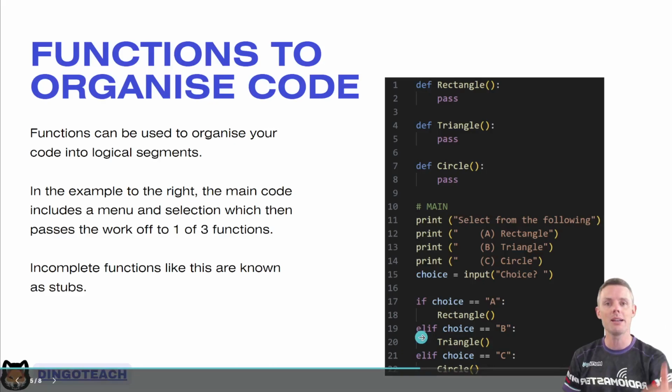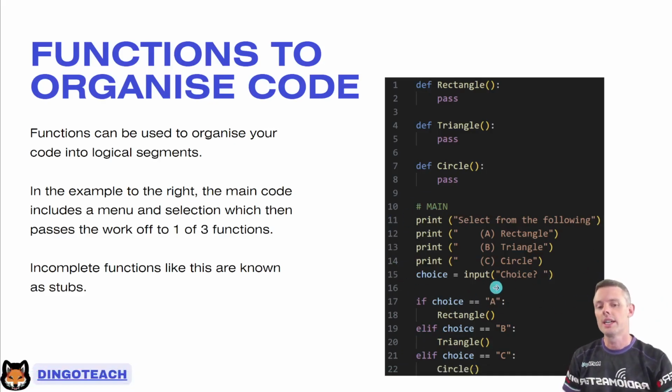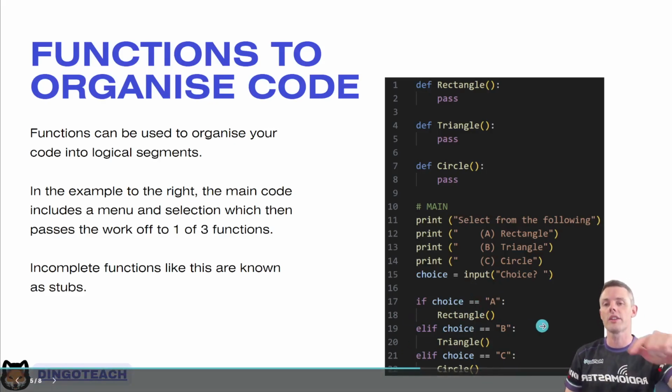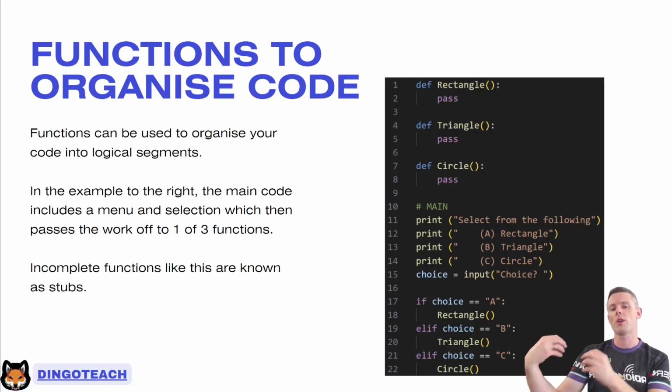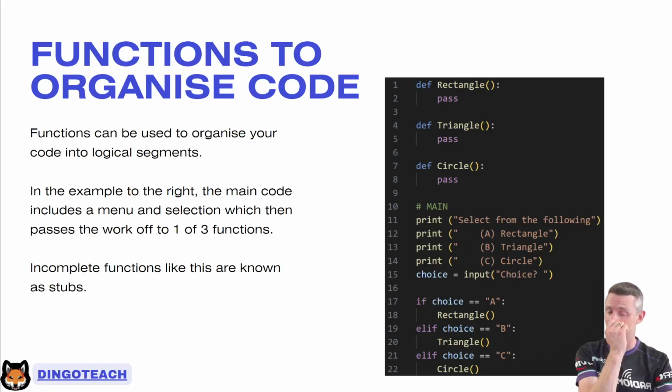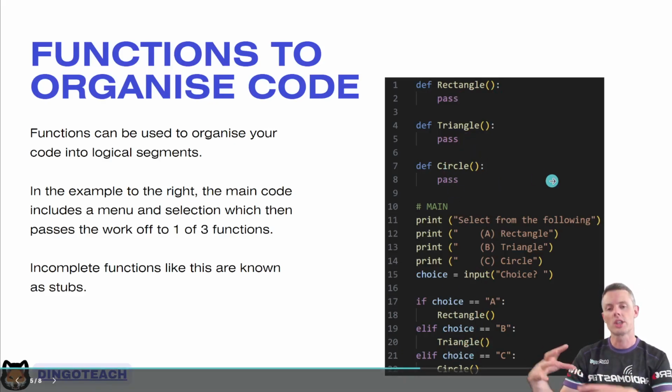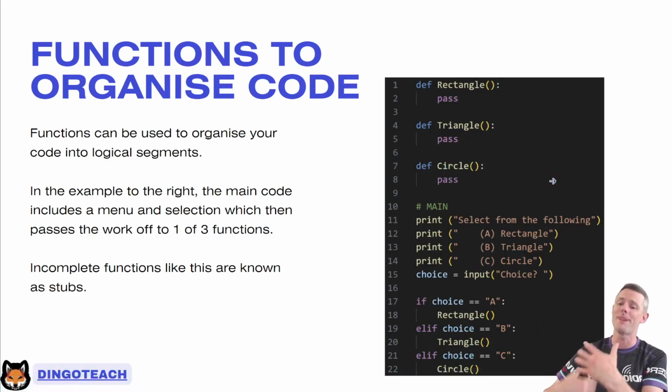And down here in our main body of code, you can see I'm printing a menu, getting the input from the user, checking what they chose, and then calling the associated function. So this is a good way of trying to break up your code into logical chunks. So let's say, for example, this is like an area calculator or something like that, or it draws the shape on the screen. If I choose A, all the code to do with the rectangle should exist up here inside the rectangle function. And the same thing for triangle and the same thing for circle. So you can see how that just organizes your code a little bit, makes it logical.